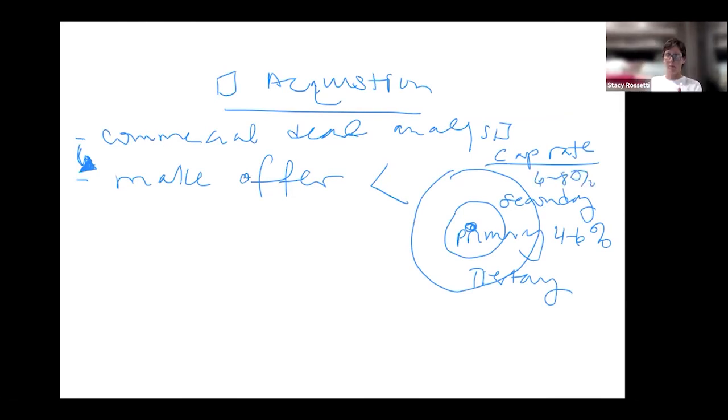I focus on tertiary markets, secondary to tertiary markets. So I'm usually a 7 to 8 cap kind of girl. You'll figure out what kind of person you are. I'm just a 7 to 8 cap kind of girl. That's what I am, right? So you want to make sure that you make an offer based on your area.